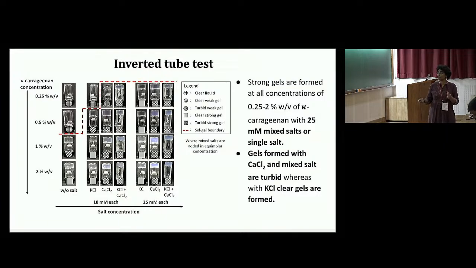So with 25 millimolar each of potassium chloride or calcium chloride or the mixtures, we always end up having strong gels, whether they are clear or turbid. Gels formed with calcium chloride and mixed salts are turbid, whereas with potassium chloride, clear gels are formed. Turbidity is an indication that some type of large-scale aggregation is happening. And our visual observation says that once you start adding the divalent cations, you start introducing more and more aggregation into these materials.